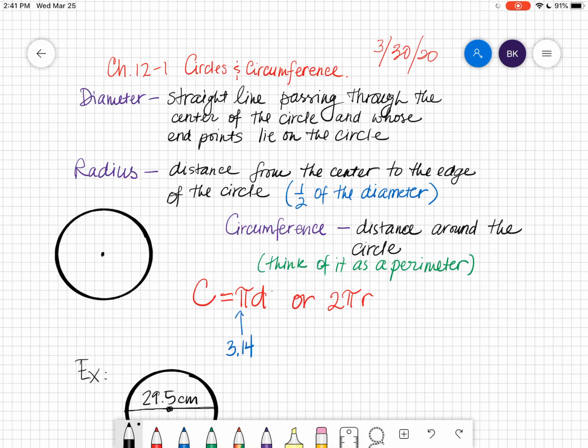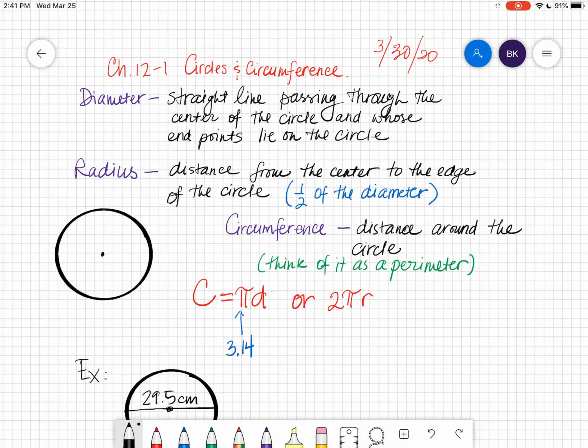Today is March 30th and we are going to start our chapter 12 learning about geometry, and section 1 is all on circles and circumference. As you are starting to write down these notes into your notebooks, I'm going to talk to you about a few definitions that we need to know.